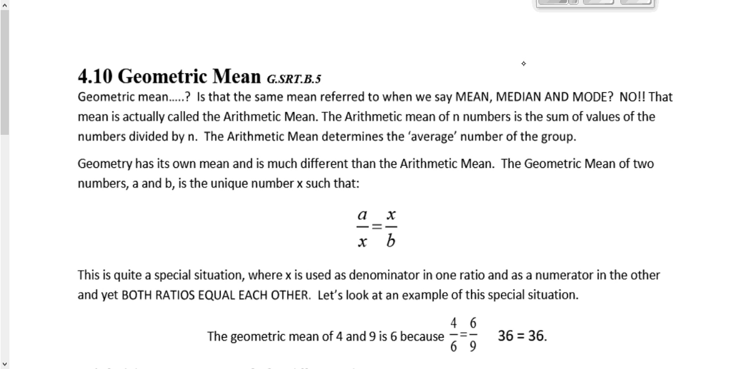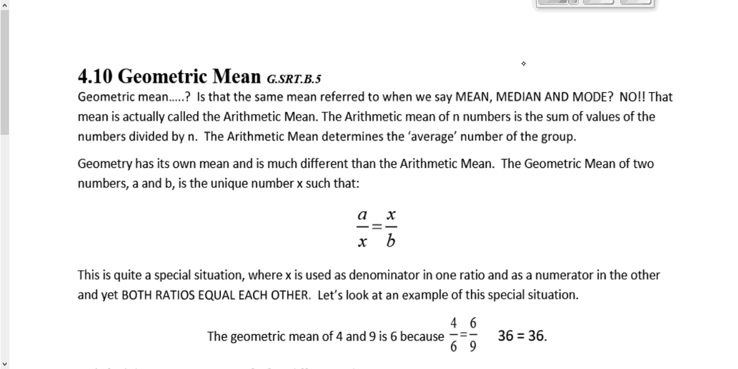Now, in geometry, we have a slightly different type of mean, the geometric mean, that actually gets used in certain fields, out in engineering and whatnot. It's not really an average, although it kind of is. This type of mean is more appropriate and more useful in those fields, okay? So it's a little bit different.